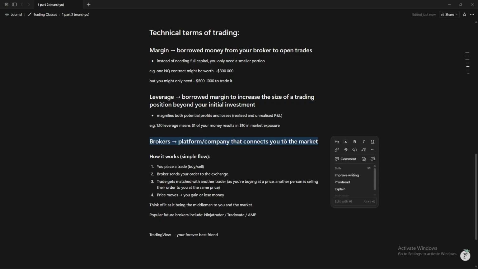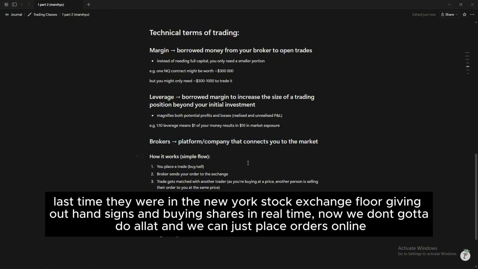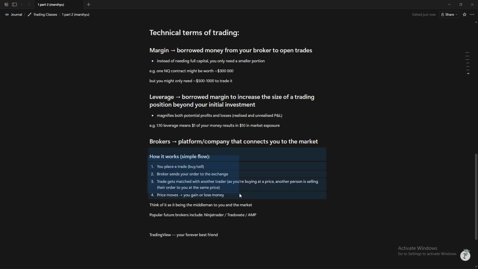Okay, so moving on, we'll be covering brokers, the platform or company that connects you to the market, basically. Simple. You place a buy or sell order, the broker sends the order to the exchange, the trade gets matched with another trader, and then the price moves, you gain or lose money. It's basically the middleman between you and the market.